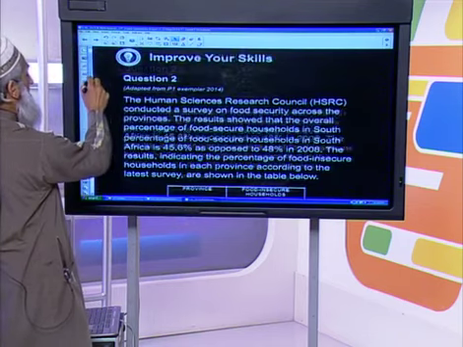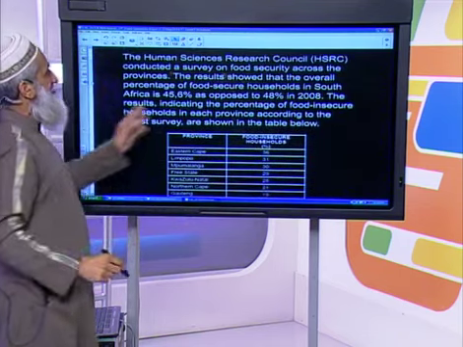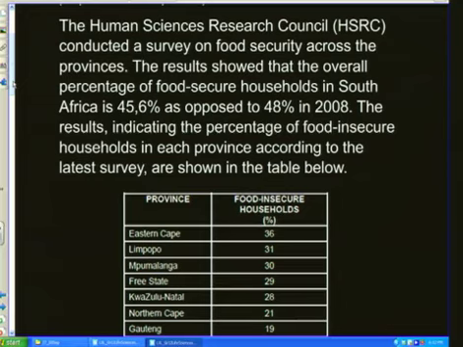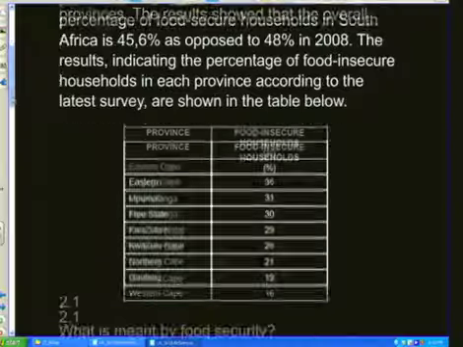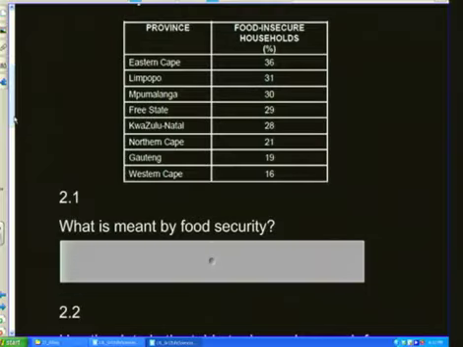All right. This one now says, the HSRC conducted a survey on food security. So which section of our work? The human impact, right. So they're giving you all the stories here. I'm not reading all of that. They're giving you different provinces and telling you that in these provinces, there are so many percent of households that are food insecure. What does that mean, food insecure?